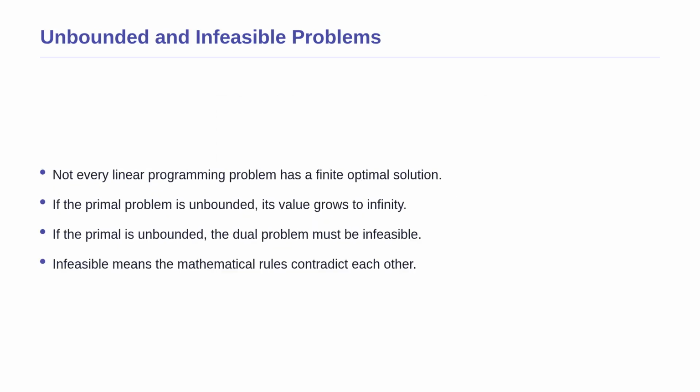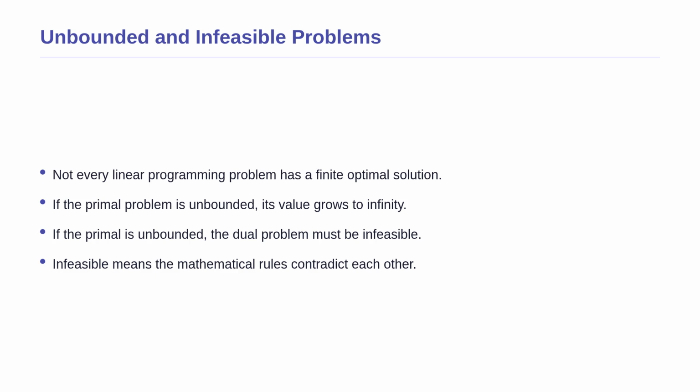Now that we understand what happens when a perfect solution exists, we must ask, what happens when things break? Not every problem has a neat, finite answer. Sometimes a primal problem is unbounded, meaning its profit can grow to infinity without breaking any resource constraints. The fundamental theorem of duality gives us a strict rule for this scenario. If one problem is unbounded, its mirror image must be infeasible. Infeasible means the mathematical constraints contradict each other, making it impossible to find any valid solution at all.